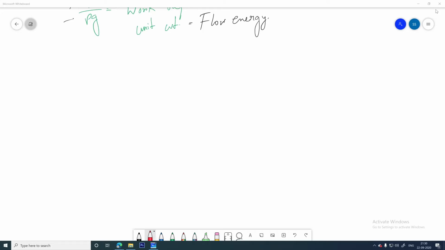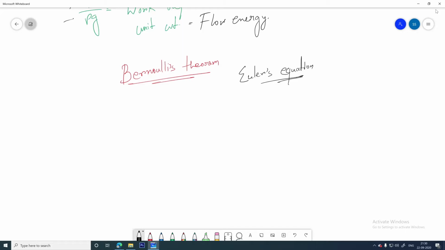So previous day I have shown you Bernoulli's theorem, and I have derived the equation for Bernoulli's theorem, and I have also shown you how it is coming from Euler's equation.